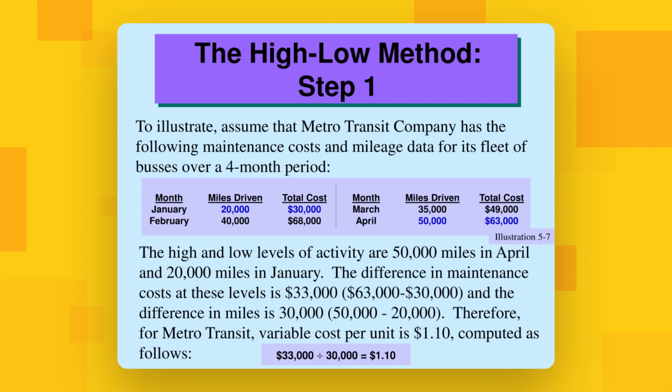So, 63,000 minus the cost of the lowest activity. Look for the lowest activity: 20, 40, 35, 50. Of course, 20. What would be the cost of the lowest activity? 30. No problem with the lowest, since the lowest cost is also the cost of the lowest activity. So, 63,000 minus 30,000, divided by the highest activity, 50,000, minus the lowest activity, 20. So, 63 minus 30 divided by 50 minus 20, and the answer here is 1.10.